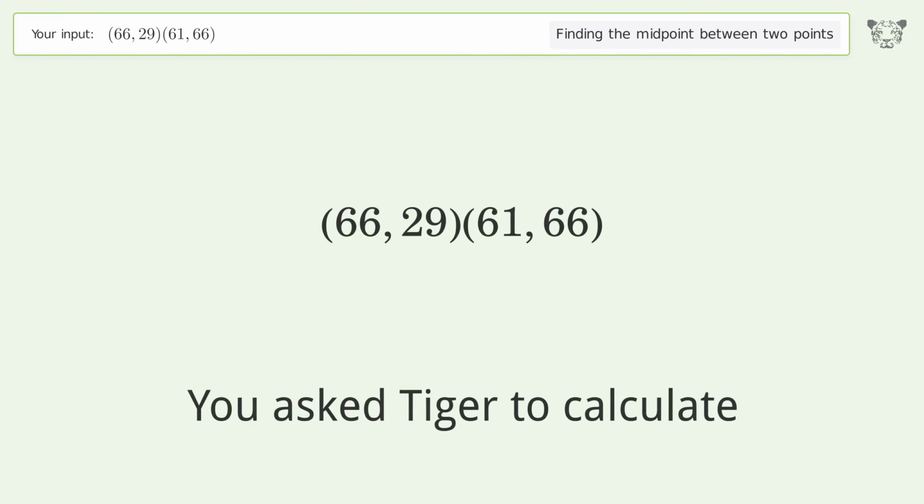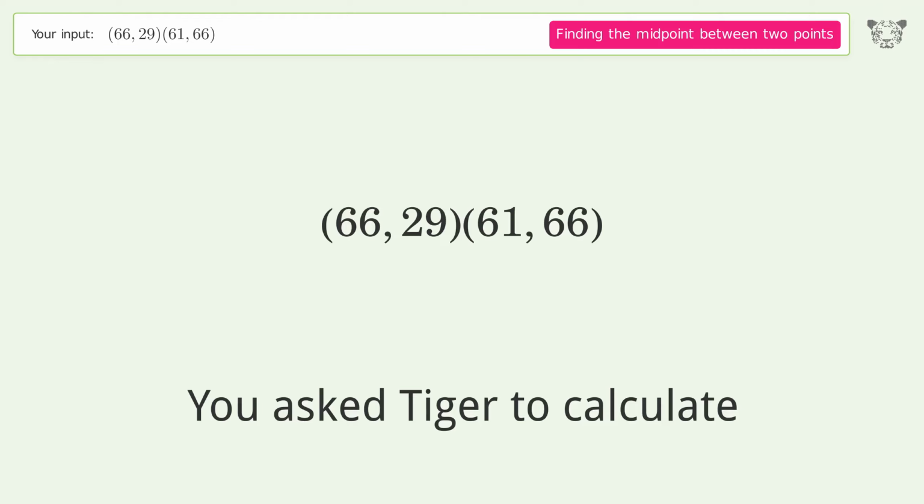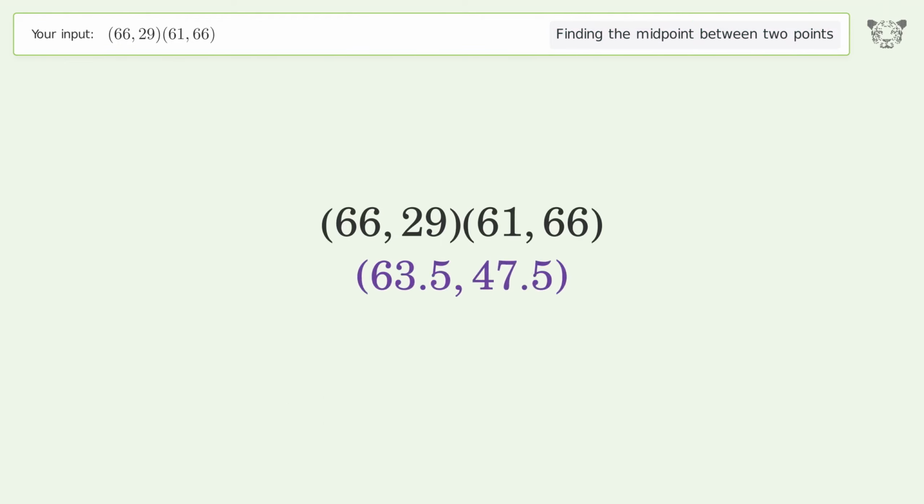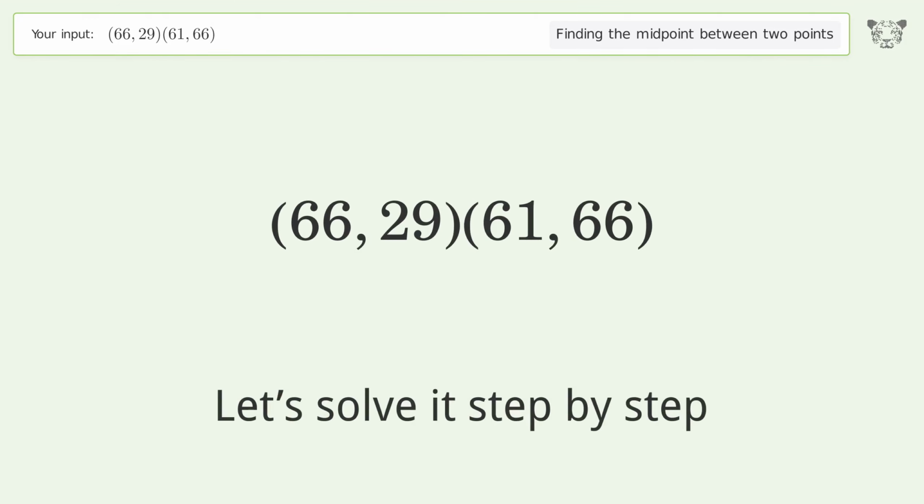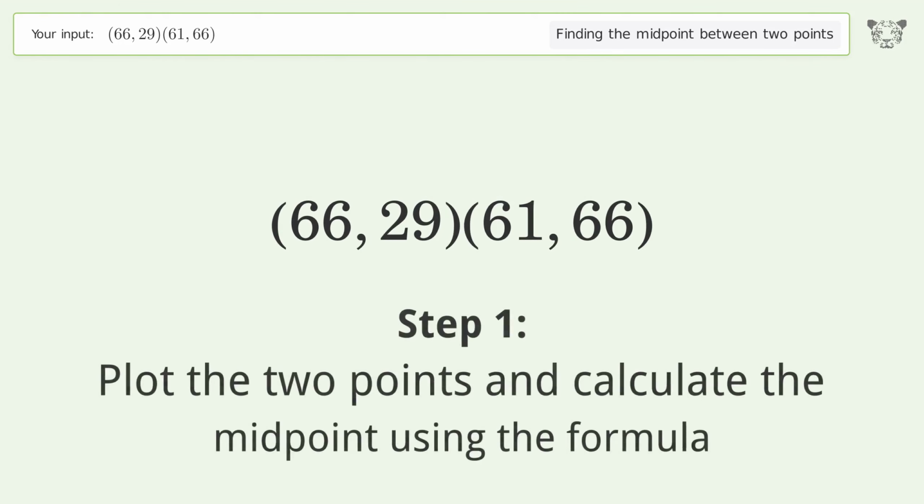You ask Tiger to calculate. This deals with finding the midpoint between 2 points. The midpoint between the 2 points is 63.5, 47.5. Let's solve it step by step. Plot the 2 points and calculate the midpoint using the formula.